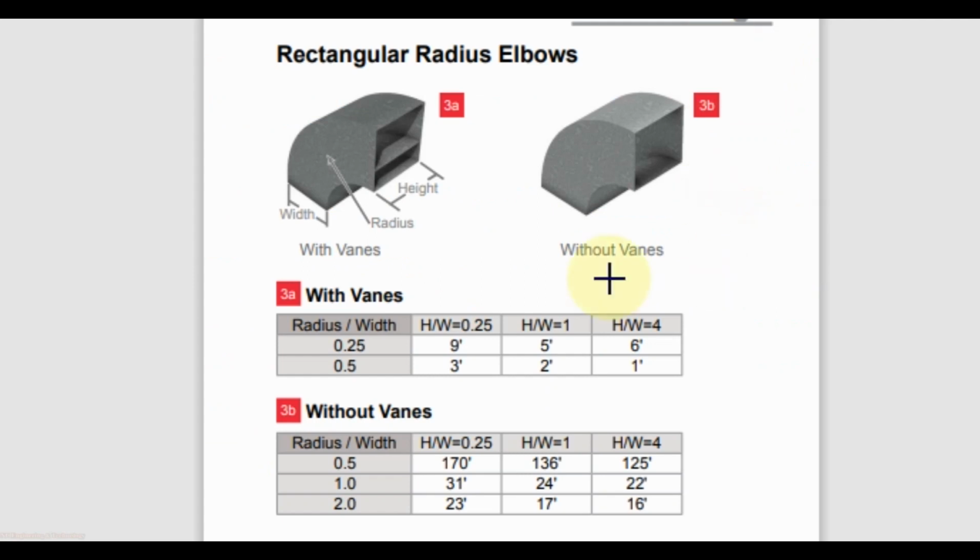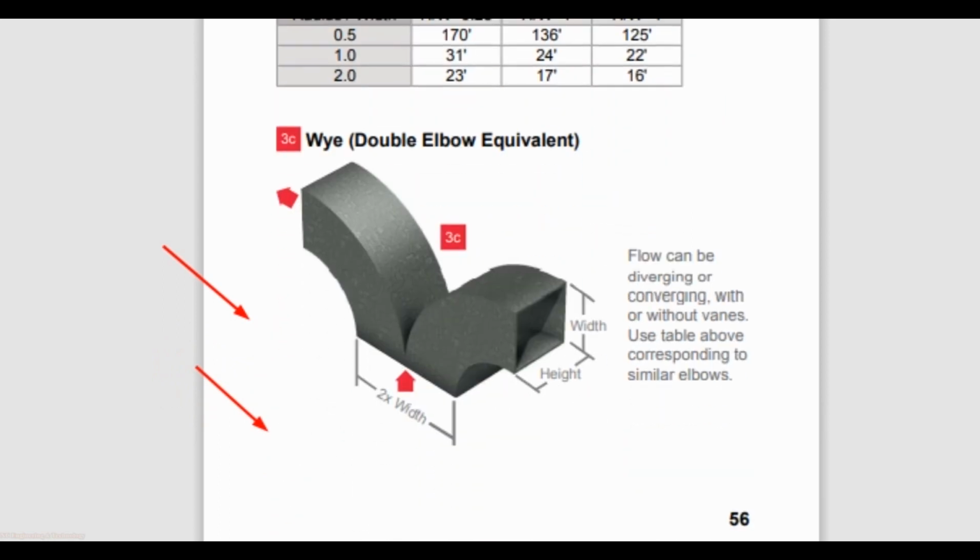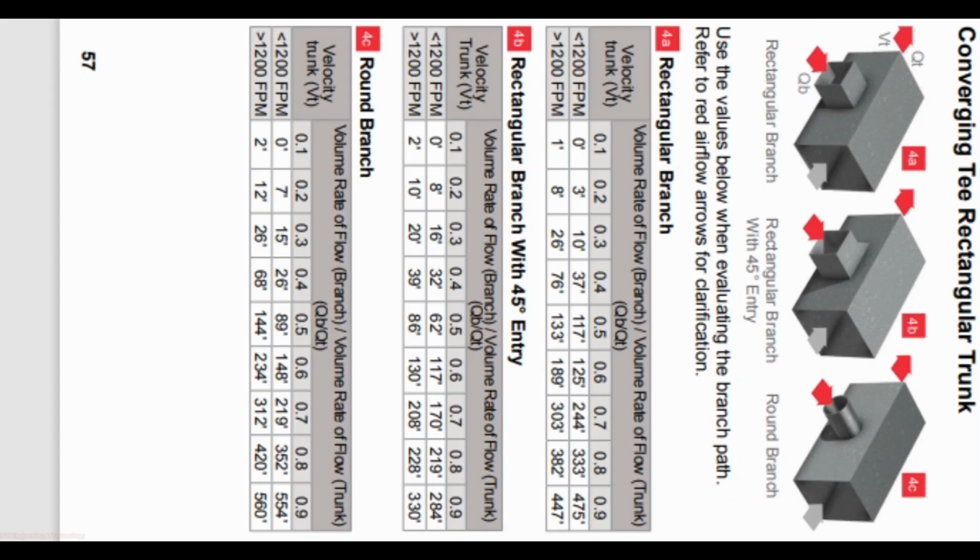If you have an elbow with vane, then you can use this table to select the equivalent length, but for an elbow without vane you can use this table. For Y you can consider the double elbow equivalent. For return air branches you can use this table. For a rectangular branch like this you can use this table. For a rectangular branch with 45-degree entry, you can see this 45-degree entry, you can use this table, and for a round branch like this you can use this table.